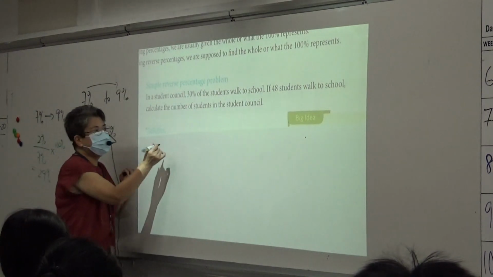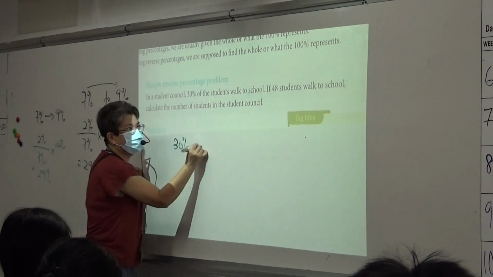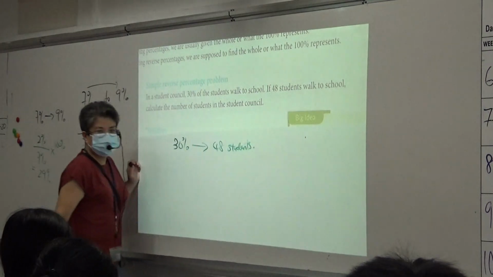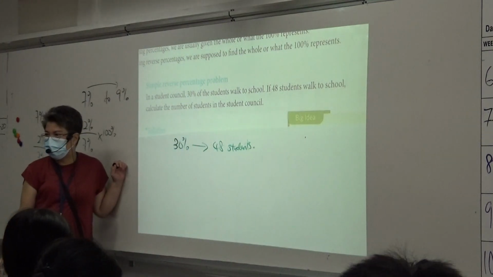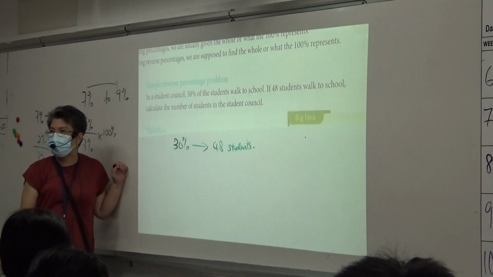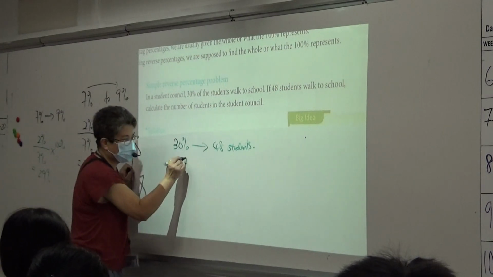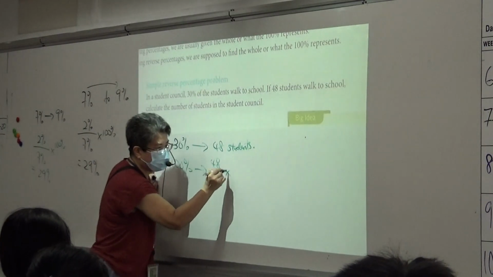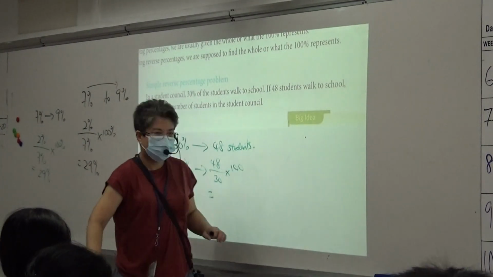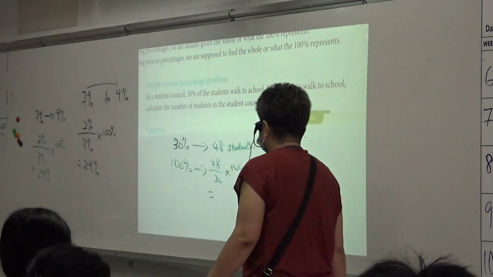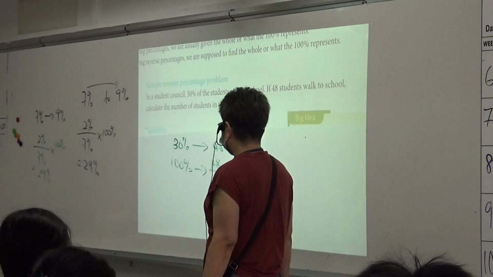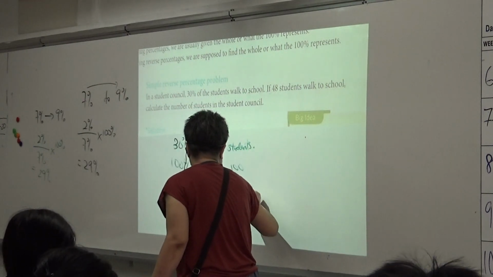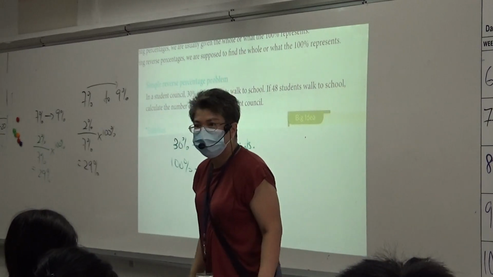That means 30% corresponds to 48 students, right? Can see it now? Total number is how many percent? 100. Okay, so 48 over 30 times 100. So how many? 160, right? Do you all agree? Do you all agree with me?